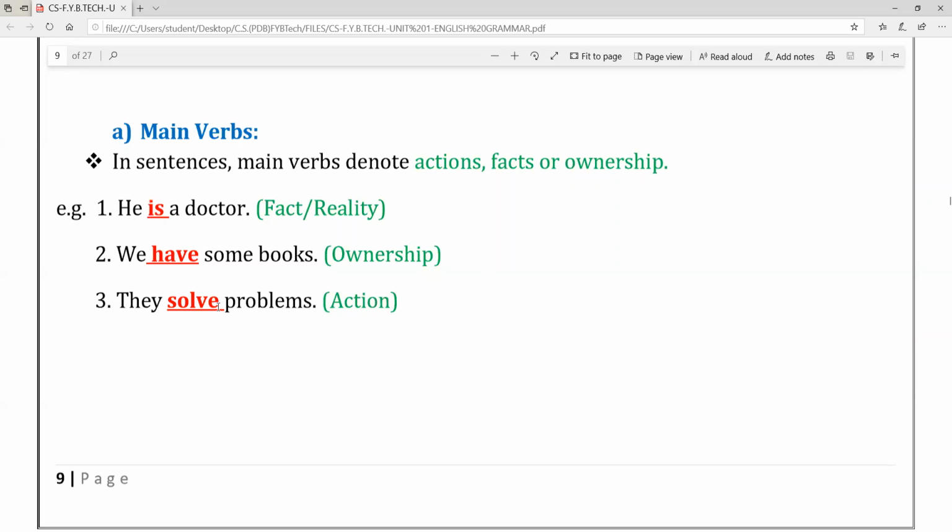In the same manner, play, run, write, drink, eat, these are the words which show the action. That's why they are called the main verbs.